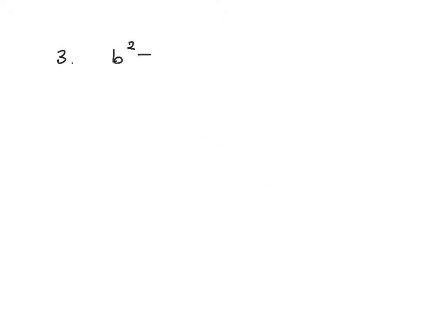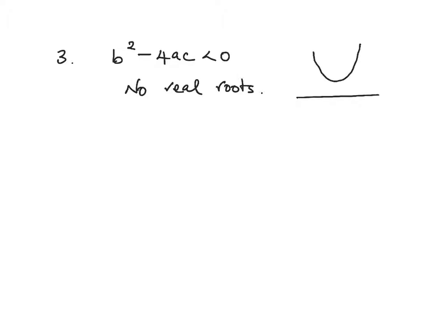If b squared minus 4ac is less than 0, it means we have no real roots. And an example of such a situation might be when we have a quadratic function doing like so. So our quadratic does not touch or cut the x-axis at any point. There are no real roots.